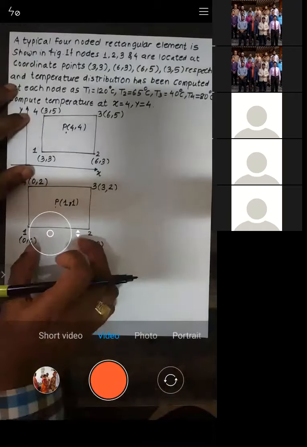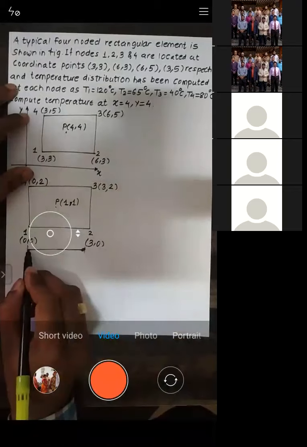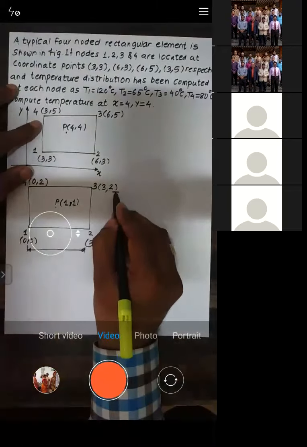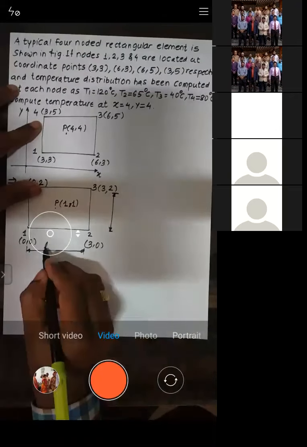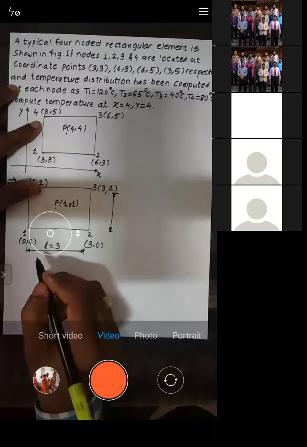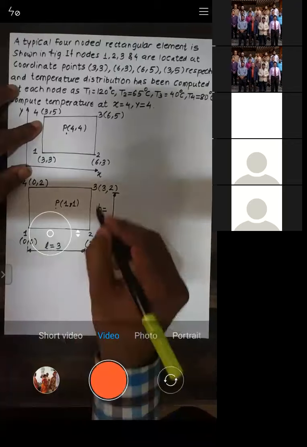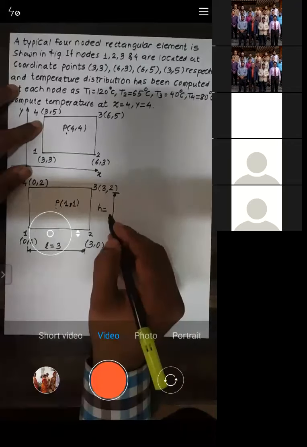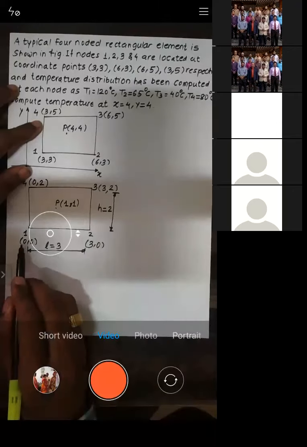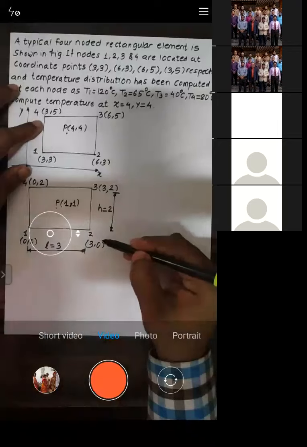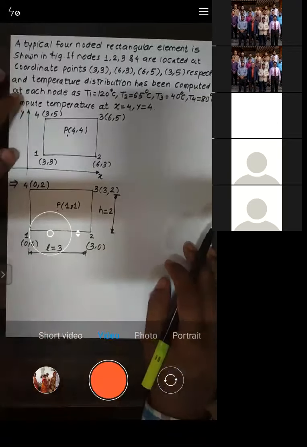Similarly, we should know what L and H are. Can you tell me what this length is and what this length is? 3. What is L? It is 3, right? And what is H? 2. Here you are moving from 0 to 3, and here you are moving from 0 to 2 in the y direction. So H is 2. Is it okay?